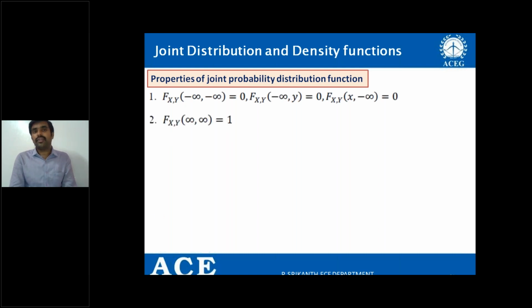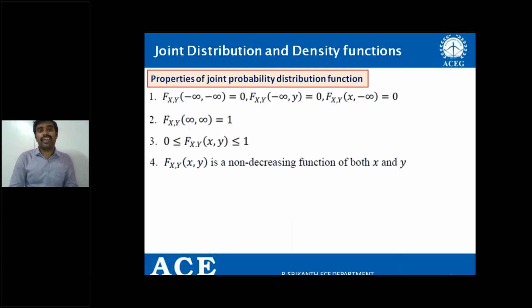So similarly here, the second property is also similar to the single random variable distribution function. That is, the maximum value is 1. F_{X,Y}(∞, ∞) is equal to 1, right? And the third property is that the distribution function will always be between 0 and 1, and also it is an increasing function.